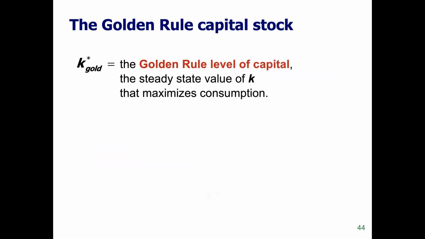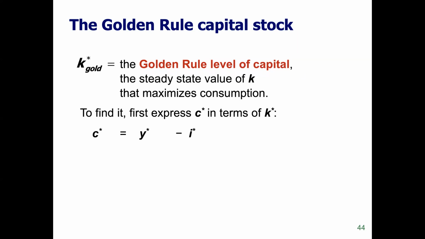We can draw a picture. So let's use this notation. k star gold is the golden rule level of capital, the steady state value of little k that maximizes consumption. I said capital, but I really meant capital per worker. So let's express consumption per worker at the steady state in terms of capital per worker at the steady state. That's equal to output per worker at the steady state minus investment per worker at the steady state, because it's only what's not invested that's left over for consumption.